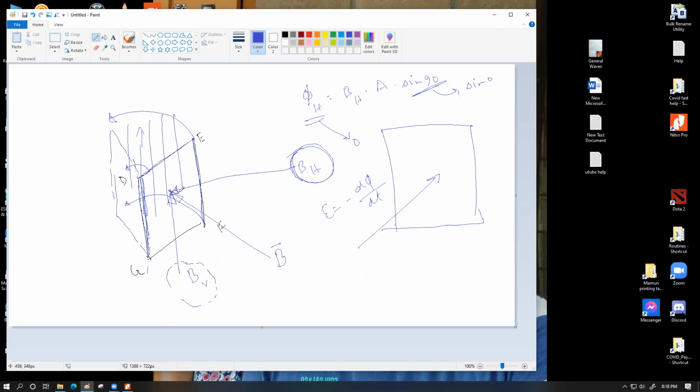We have divided the B direction into two perpendicular components. One being the horizontal component, which is perpendicular onto the face of this frame, and BV is just vertically upwards, which is along the face, along the rectangular frame.